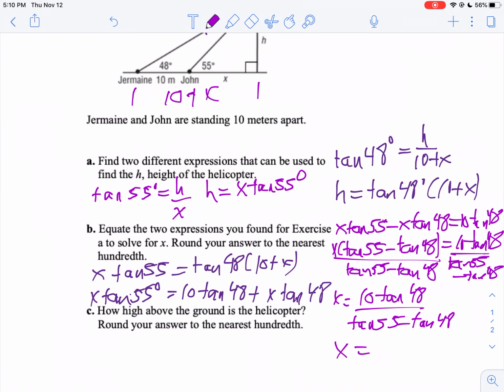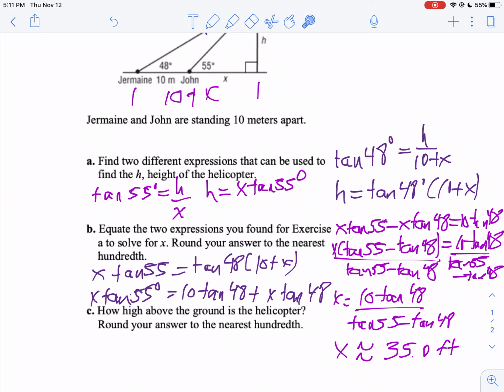So x, let me change my equal sign to show that I'm rounding, is about 35.0 feet. That is not the height. That is the horizontal distance from John to directly beneath the helicopter.